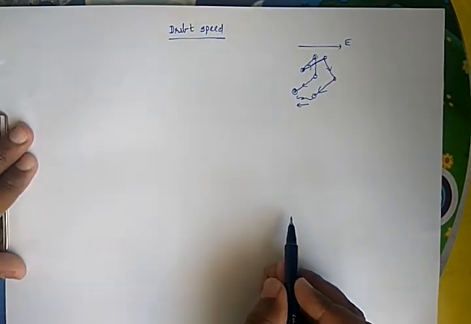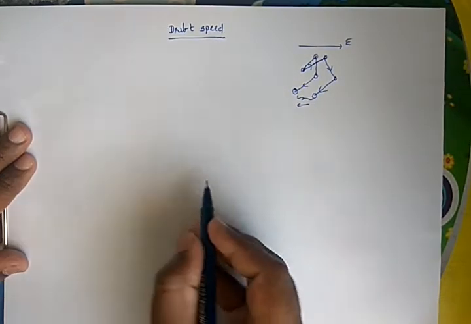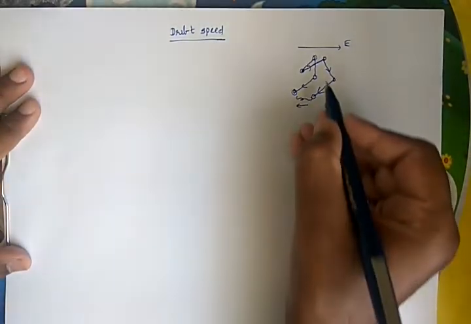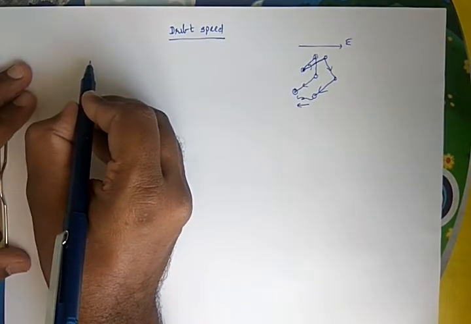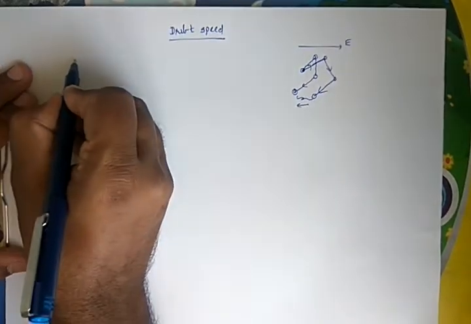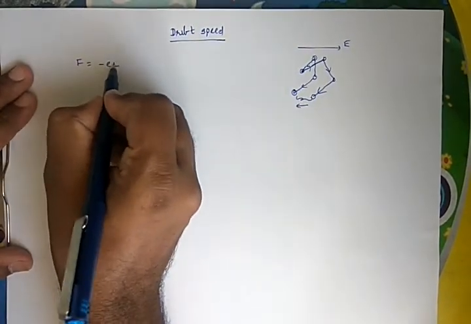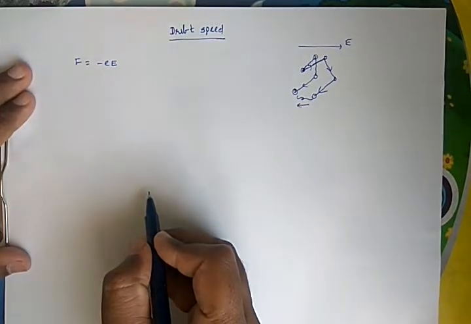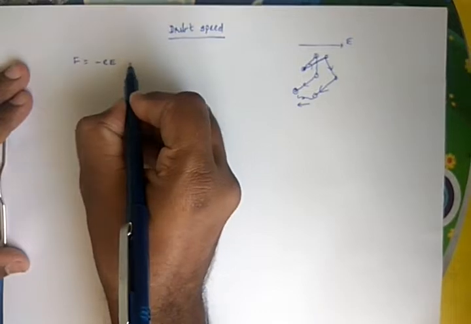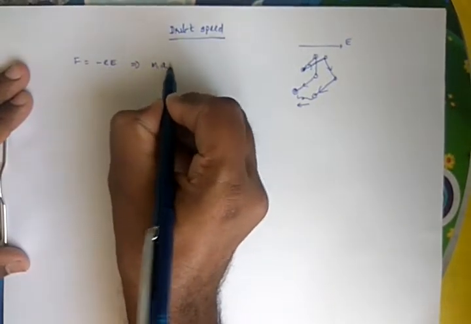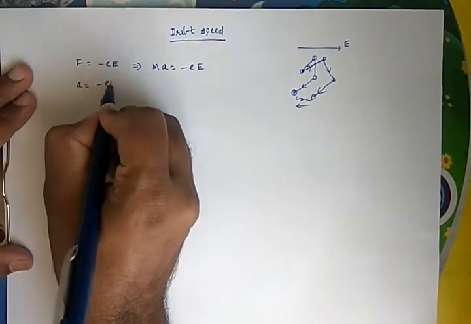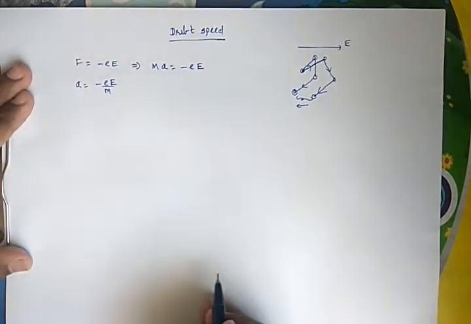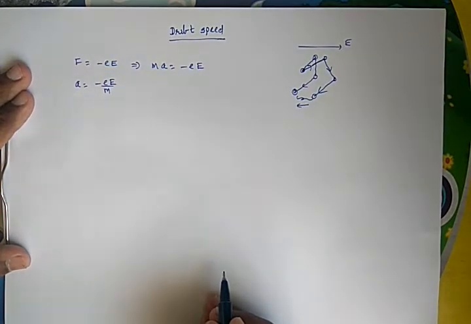Let us calculate what the drift speed is here. For that, let us compute the force acting on the electron. The force acting on the electron will be equal to minus eE, because E is the electric field and small e is the charge of an electron, which is negative. That implies ma equals minus eE. Then from here I can write a equals minus eE by m. This is the acceleration of the particle.